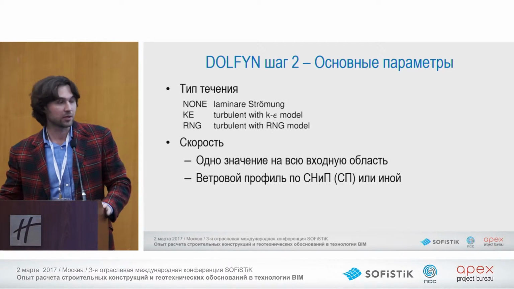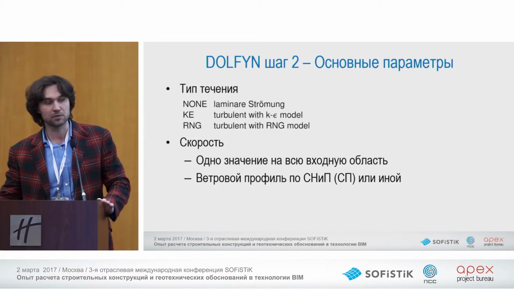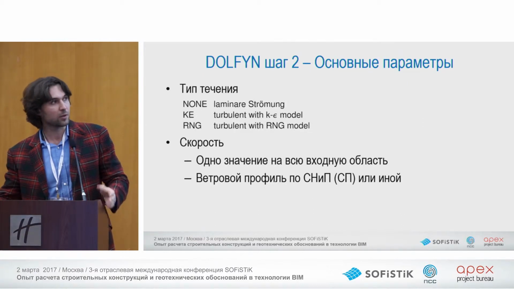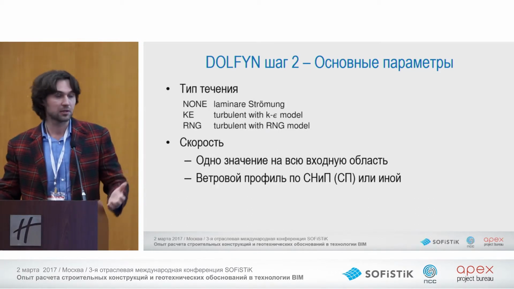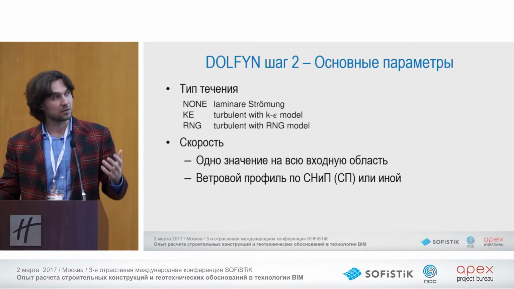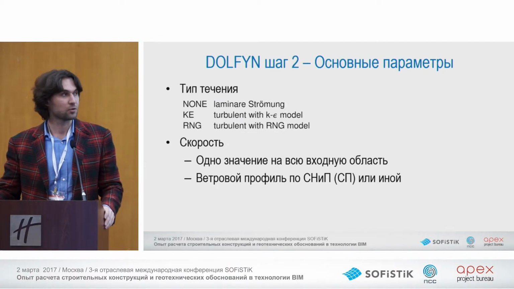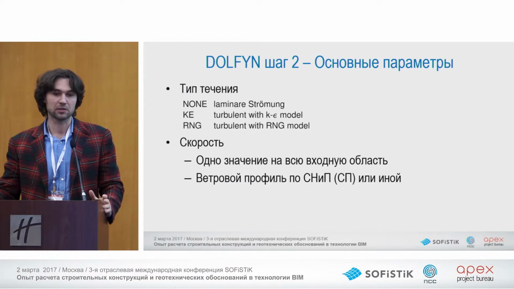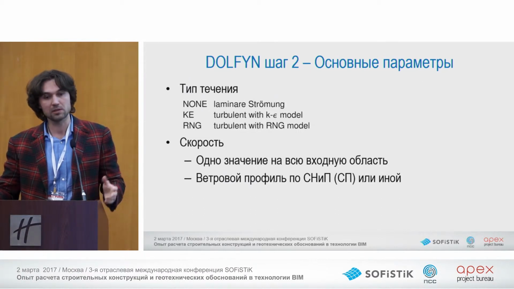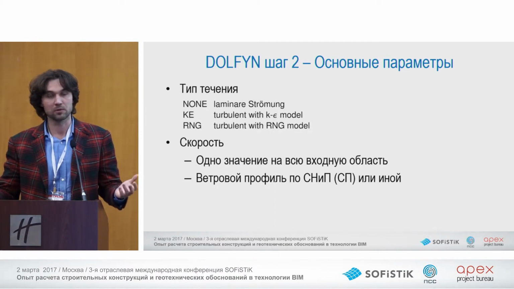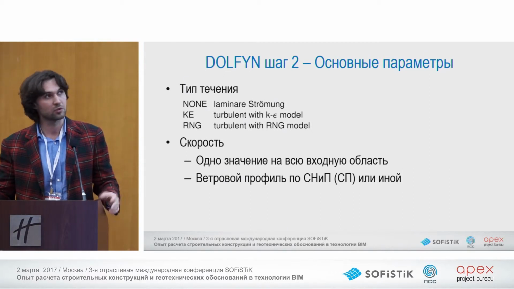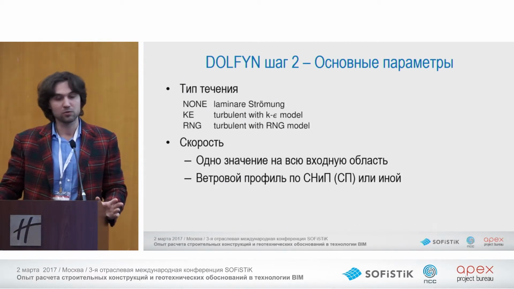After that, you can set up parameters. Dolphin is a very practical tool, not a study tool. So the user has a limited set of types of turbulent flows, and that's actually good, because it's very practice-oriented, and you need to select the type of the flow, whether it's laminar or one of several options of turbulent flows, K omega or K epsilon. It's RNG in Sophistic.